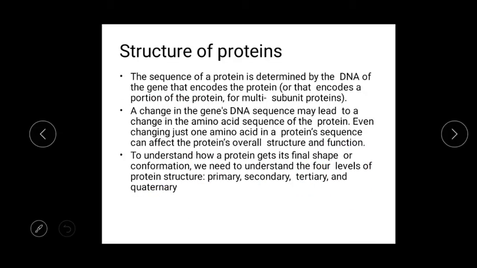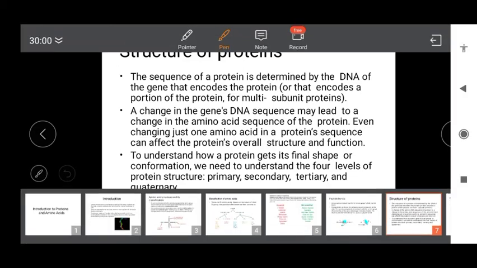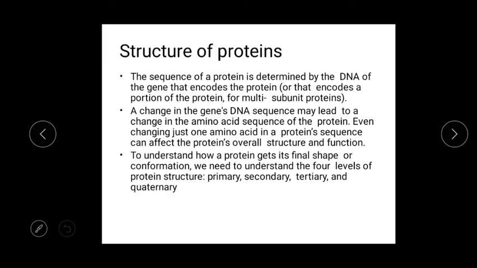And we'll see the structure of proteins. The sequence of proteins is written by the DNA of the gene that encodes the proteins. DNA and RNA and all that we'll see in the next class. If there is any change in the sequence of amino acids coded by the DNA, there will be a change in the protein.